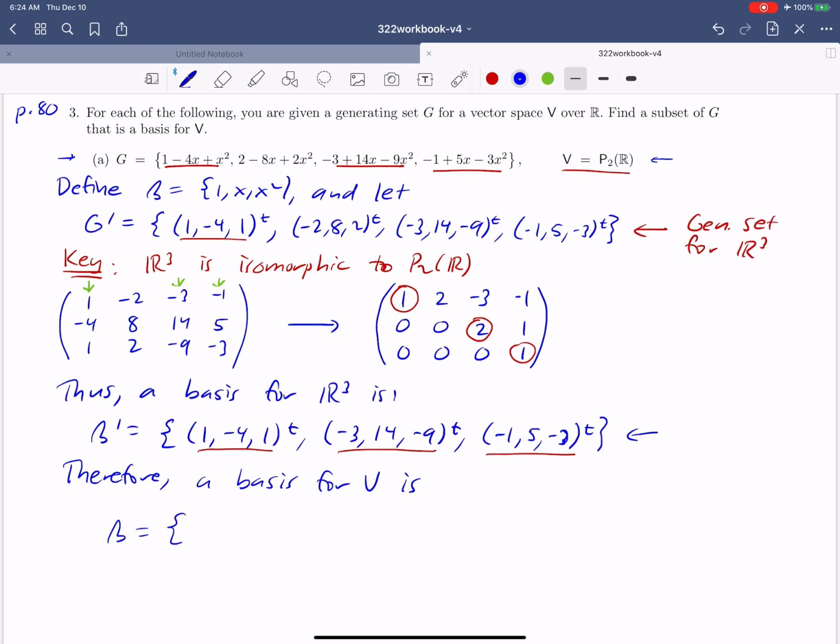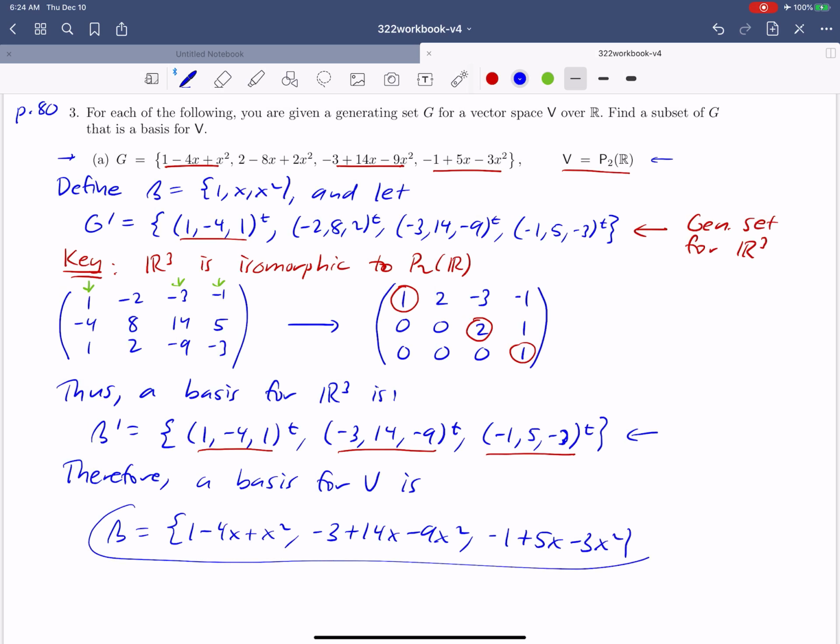Beta equals 1 minus 4x plus x squared, negative 3 plus 14x minus 9x squared, and then finally negative 1 plus 5x minus 3x squared. And there's our answer.